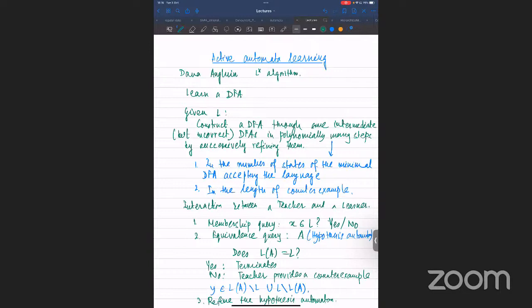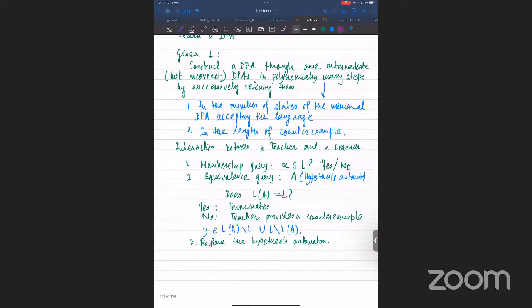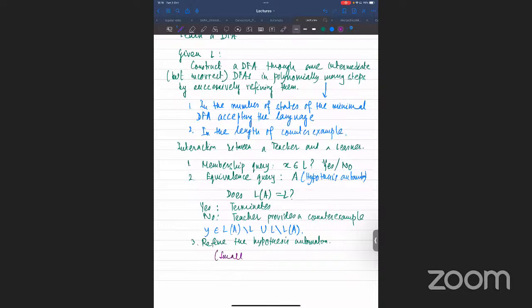In order to learn, you want to ensure that you can learn this automaton with a small number of queries. First of all, the procedure needs to terminate anyway. And secondly, you wouldn't like to learn it with too many queries. You have to be efficient, right? With a small number of queries. That's the whole idea.